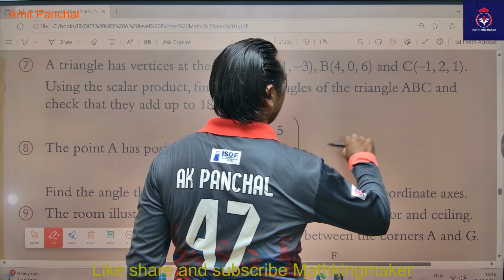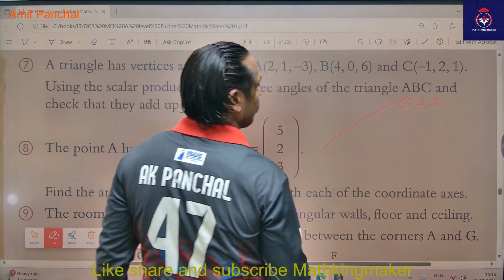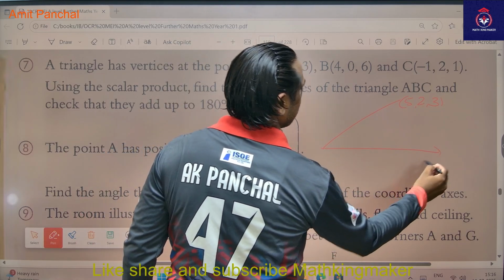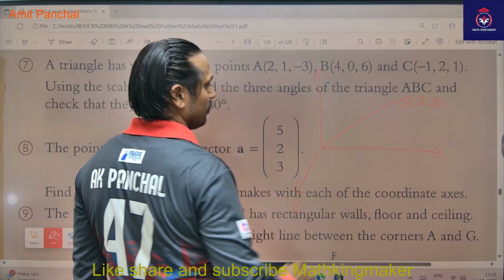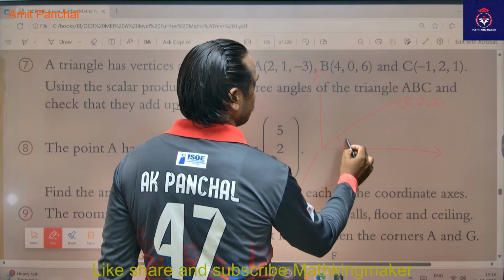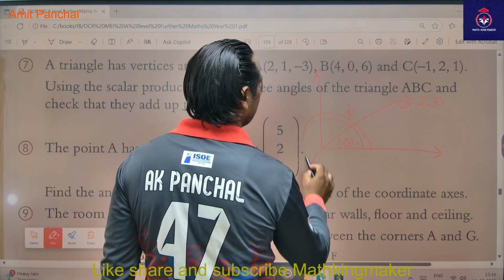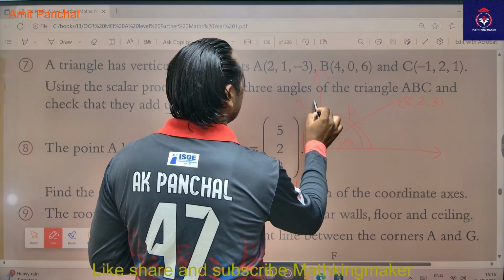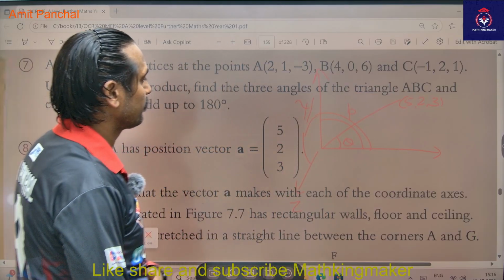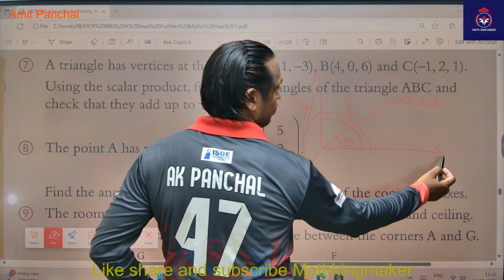This is your vector (5, 2, 3), let us say. Now this is the x-axis, y-axis, and somewhere it is the z-axis. So that angle is theta, that angle is phi, and that angle is, let us say, xi. So what is the position vector of the x-axis?